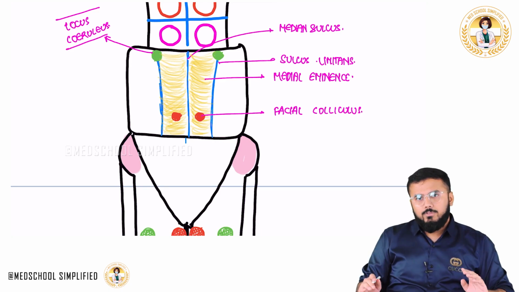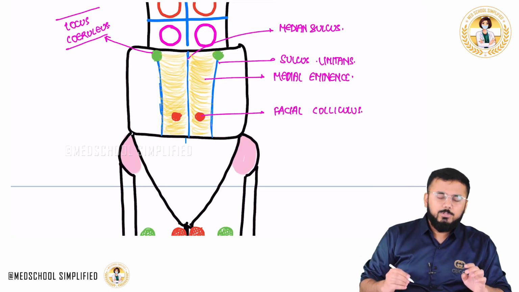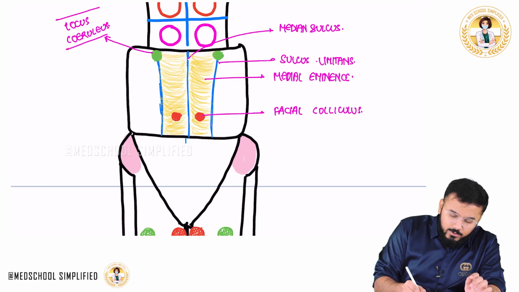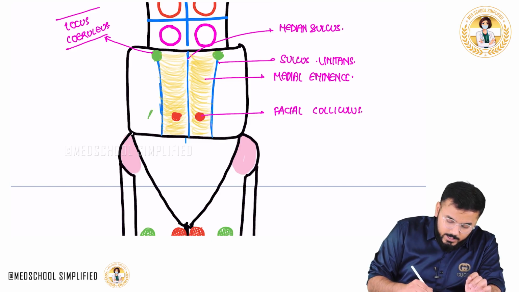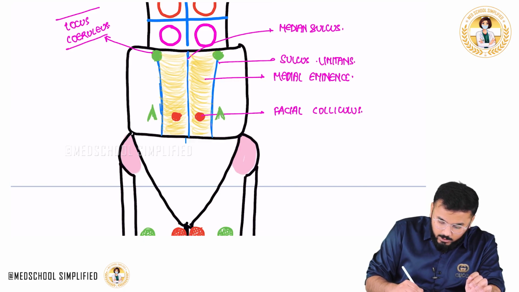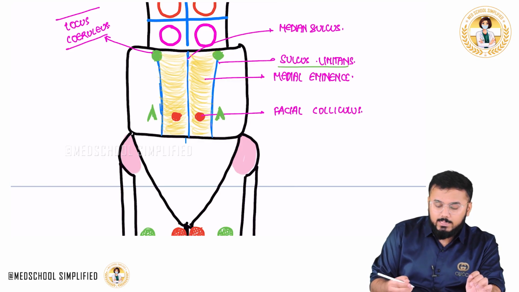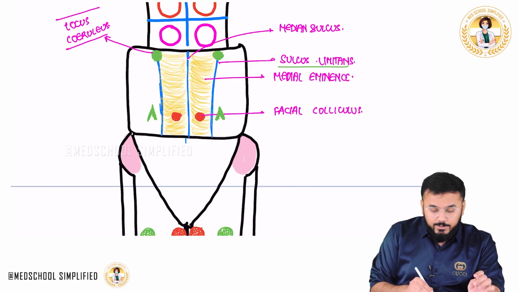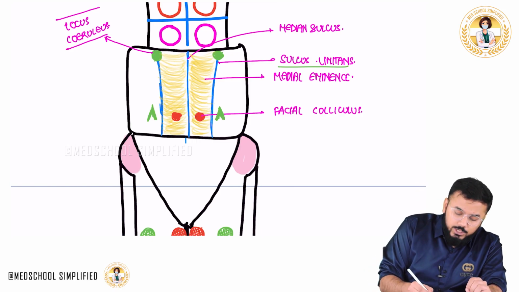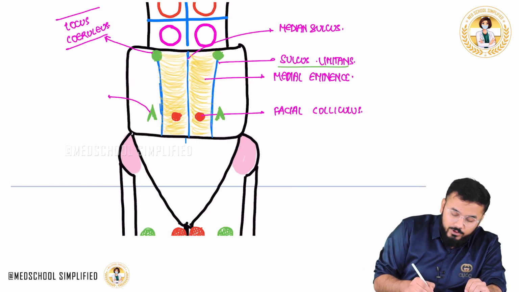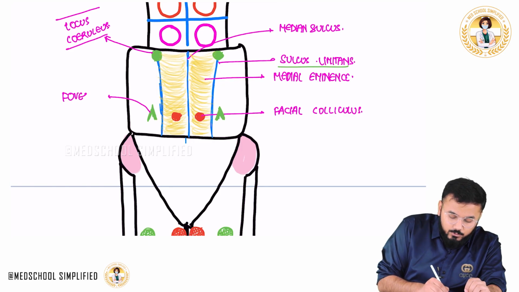On either side of the facial colliculus, there is a V-shaped structure, you see. Or I can also tell like this, on either side of the sulcus limitans, there is a V-shaped structure. This V-shaped structure is called as fovea.